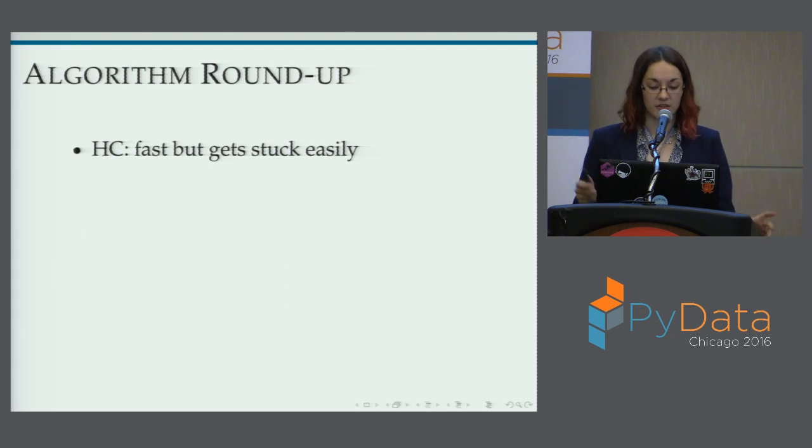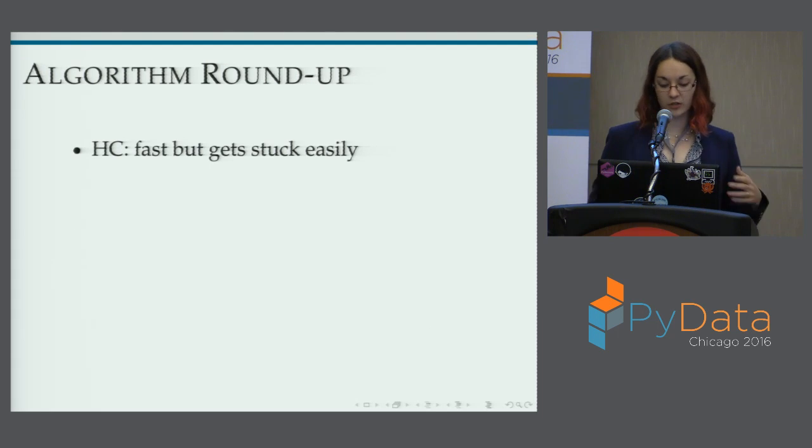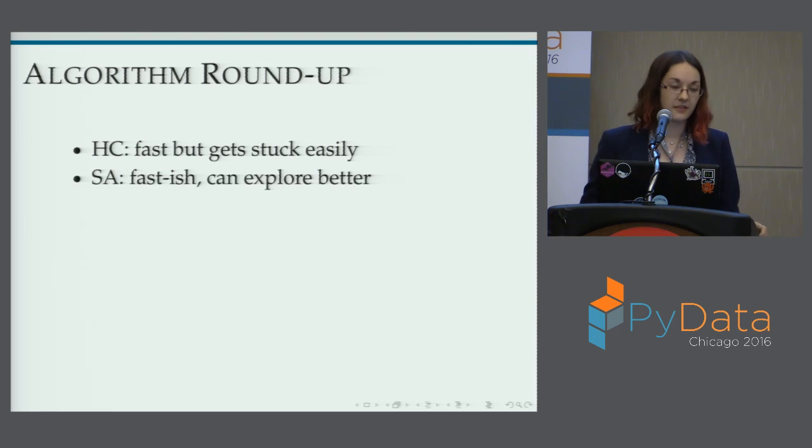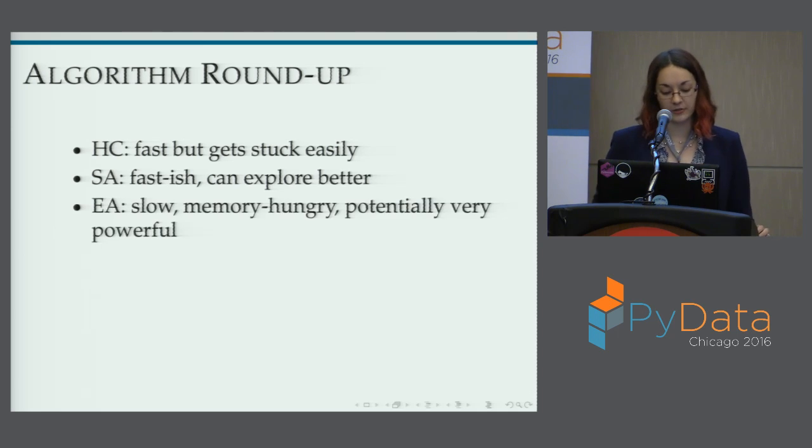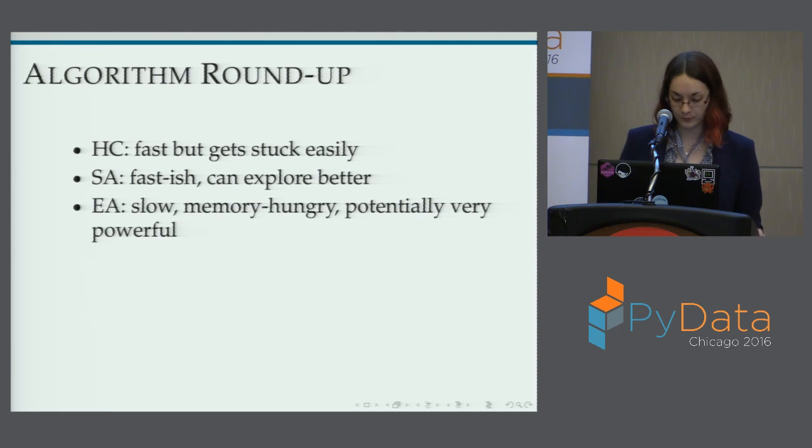Just to summarize all of these algorithms: the hill climber is really fast, but it gets stuck easily. Simulated annealing is also pretty fast, and it can explore better. And evolutionary algorithms are generally slow and memory hungry, but potentially really powerful.